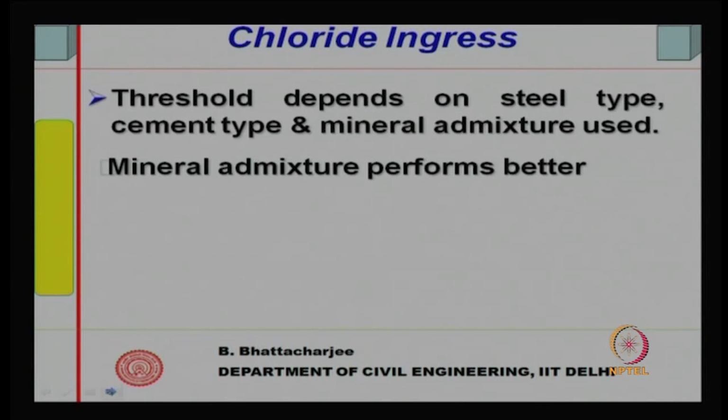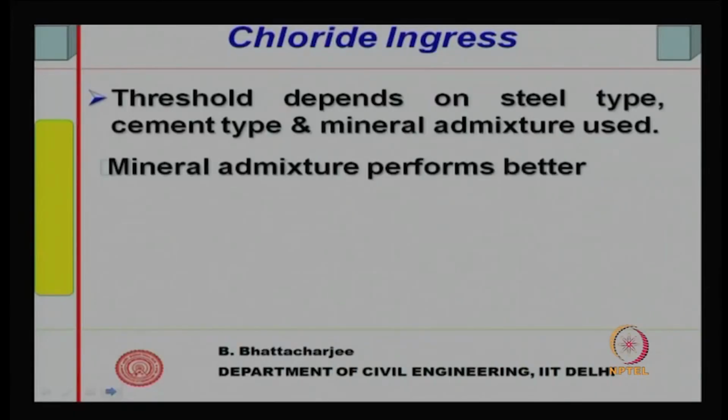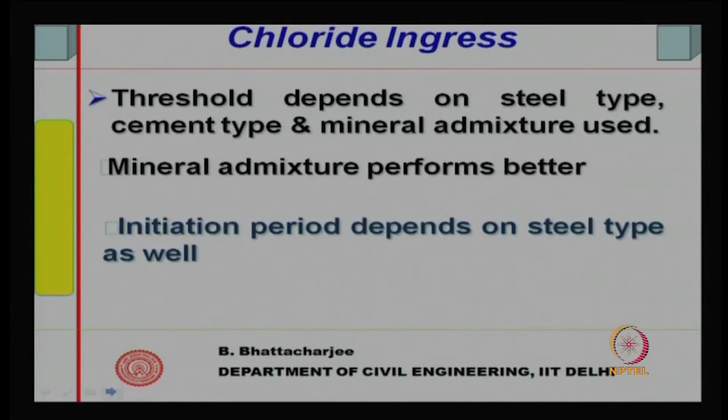So, chloride ingress, now obviously the threshold at which corrosion will start. Chloride is important from the corrosion point of view, and this we will understand when we look at durability of concrete. So, the threshold depends on steel type, cement type and mineral admixtures. Mineral admixtures perform better, that is what we have understood. Therefore, corrosion initiation time can be longer, but type of steel has some role to play as well.